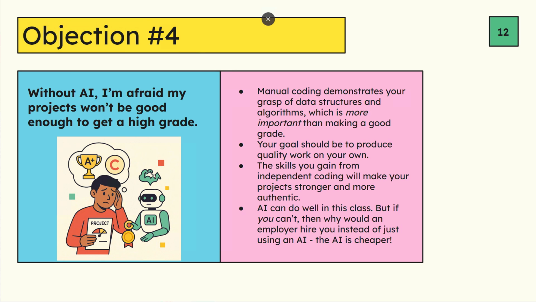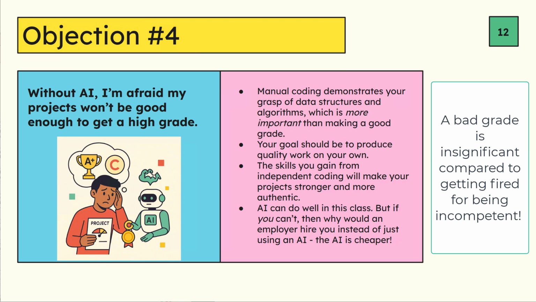And the fourth objection is that without AI, I'm afraid my projects won't be good enough for a high grade. I realize as a student, grades seem really important, but the reality is 5 years from now, no one will care at all what your grade was in the course you're taking right now. And what you really don't want to be is some student who, oh, I have an A. Employer looks, oh, this is an A student. Oh, but they don't know anything. And that happens more often than you may think.